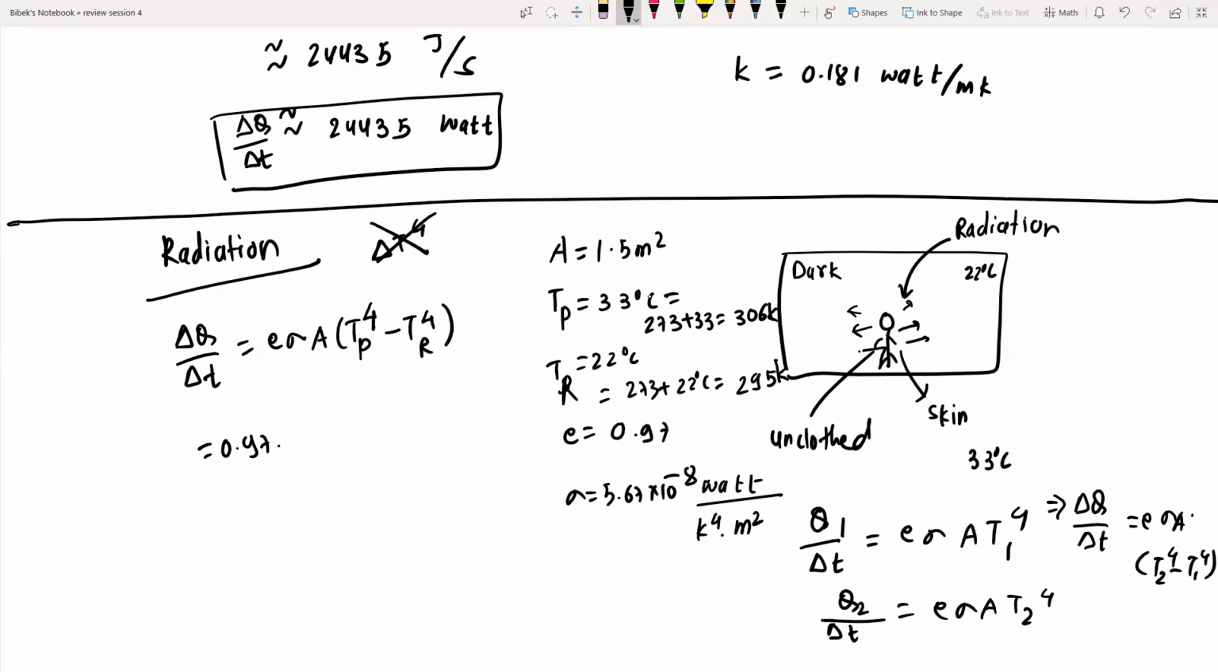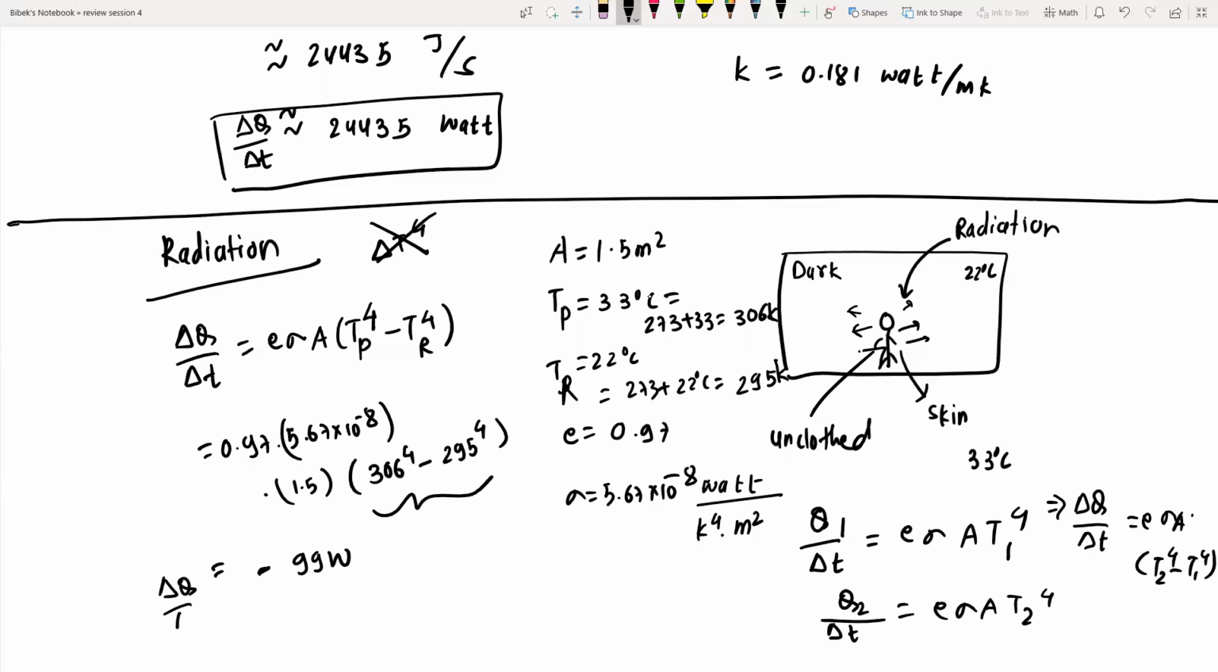If you use 5.67 times 10 to the negative 8 here, and use area to be 1.5 meters squared, which is given to you, and if you use your temperatures, 364 to the 4 minus 295 to the 4. So this is the important part. Remember to first raise the power by 4, calculate the value, and only subtract after that. In that case, you'll get about negative 99 watt.